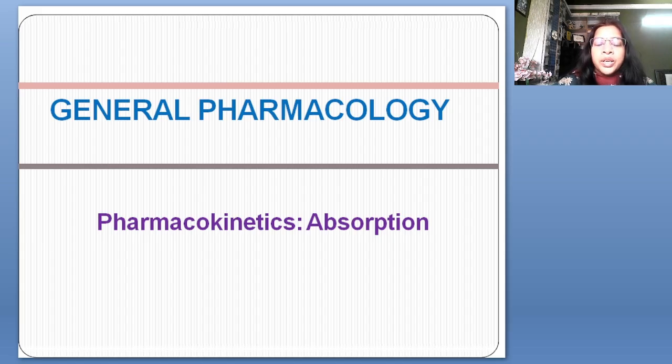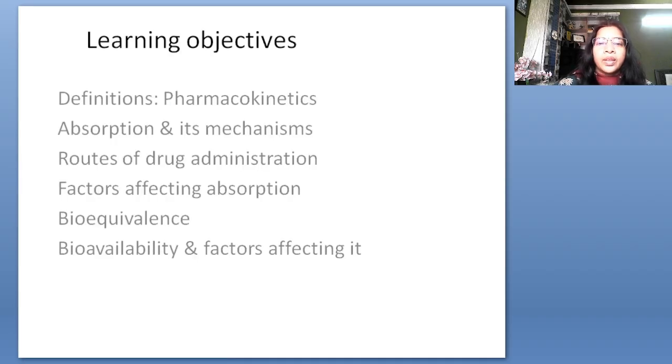In that, we are going to study pharmacokinetics, and in it we will discuss in detail the absorption part. Here we are going to study basic concepts related to pharmacokinetics, absorption and its mechanism, routes of drug administration, factors affecting absorption, bioequivalence, bioavailability, and factors affecting bioavailability. So let's begin.